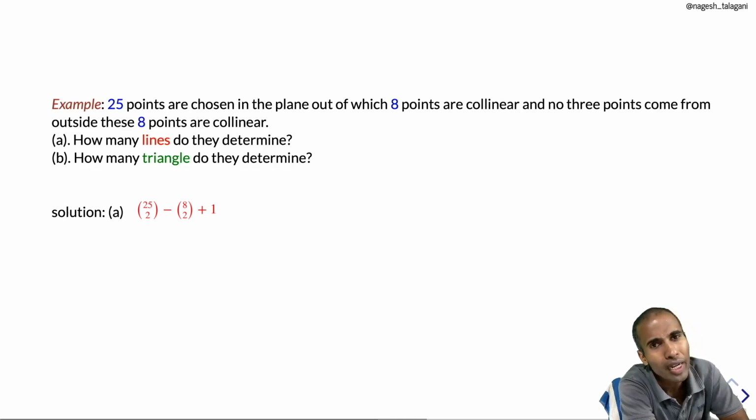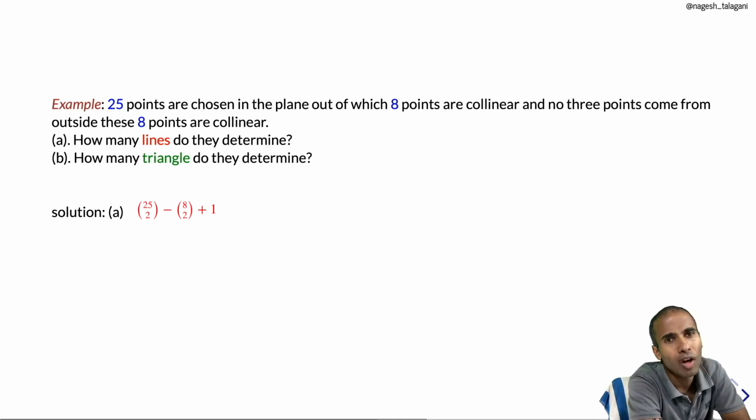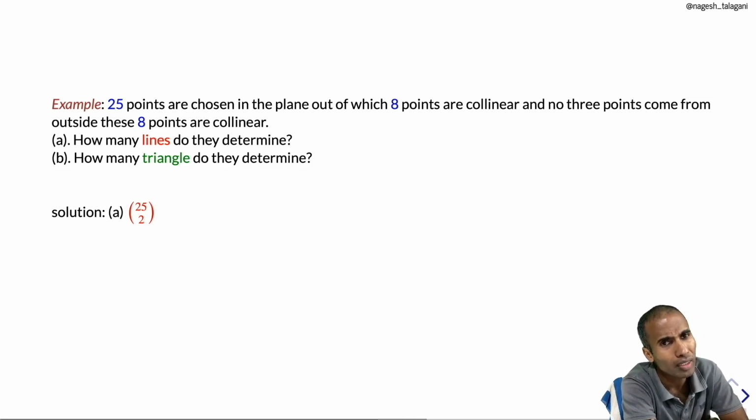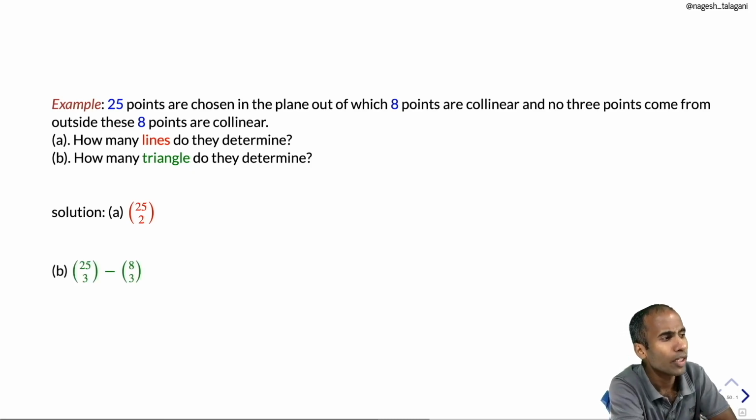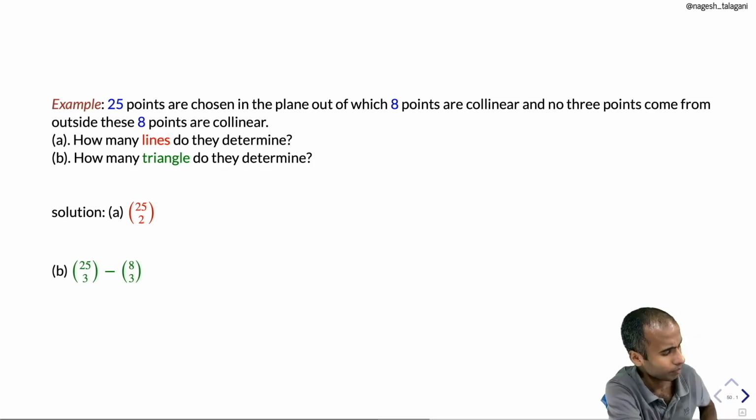So the only time a 3 combination will form collinear points is if all 3 come from these 8 points. So out of 25 choose 3 combinations, 8 choose 3 combinations are going to be collinear. So there are a total of 25 choose 3 combinations, in which 8 choose 3 combinations will not form a triangle. So the answer is going to be 25 choose 3 minus 8 choose 3. Okay, this many triangles these 25 points will decide.